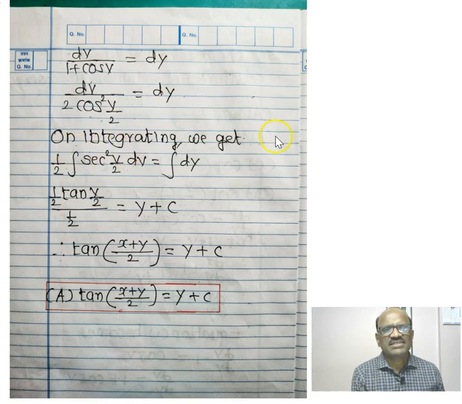On integrating, you are getting 1 upon 2. The reciprocal of cos square v by 2 is sec square v by 2, so the integral of sec square v by 2 dv equals the integral of dy. Now integrate this. What is the integral of sec square v by 2? It is tan of v by 2 upon the derivative of v by 2, that is 1 upon 2. The 1 upon 2 and 1 upon 2 get cancelled. Then you are getting y plus c. Therefore tan of v by 2, substituting v, is tan of (x plus y) upon 2 equals y plus c, and hence option A is the correct one.